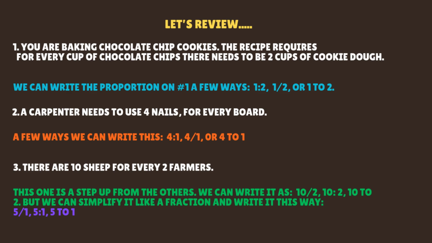And lastly, there are 10 sheep for every 2 farmers. Now this one is kind of a step up from the others, and I'll explain why. Okay, so this one could be written the same way. So it's 10/2 as a fraction, 10:2, or 10 with the word to, 2.